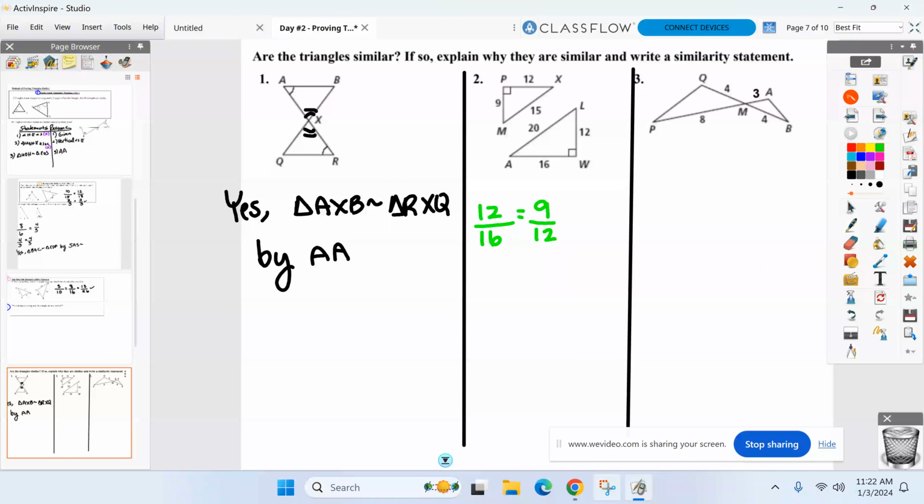So for me, I'm going to stop here and do side angle side. If you wanted to, though, we could say, are those two the same ratio as 15 over 20, and we could do side, side, side. Either one works. So this is a yes. Triangle XPM is similar to triangle AWL, if I go that way, by side angle side, put the tilde there, or depending on how you did your ratios, side, side, side with the tilde.